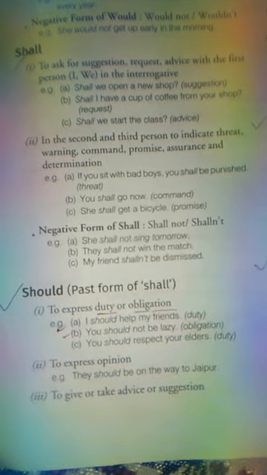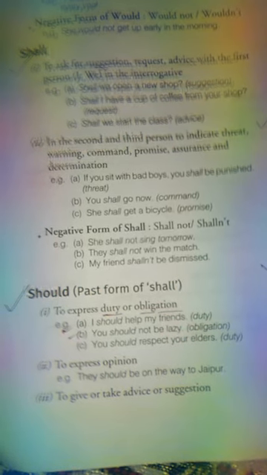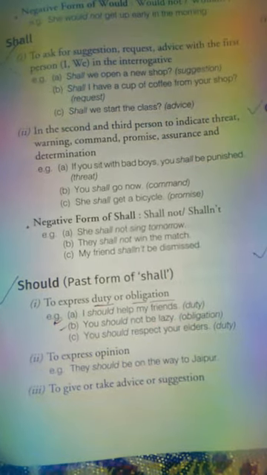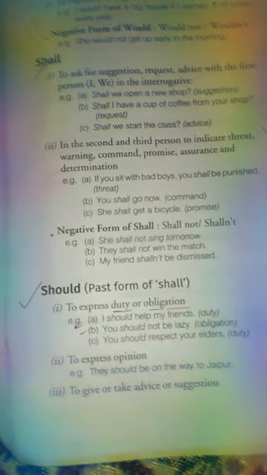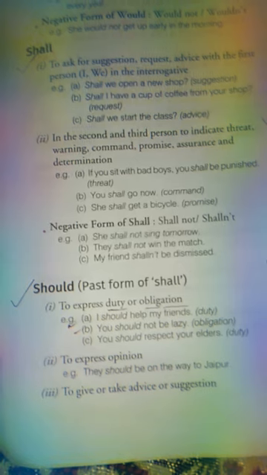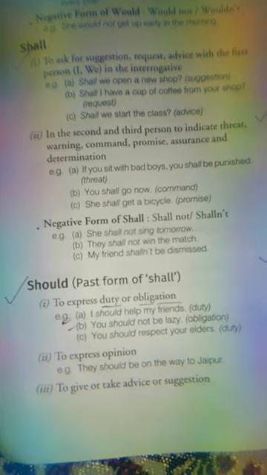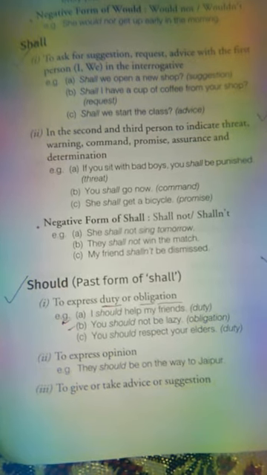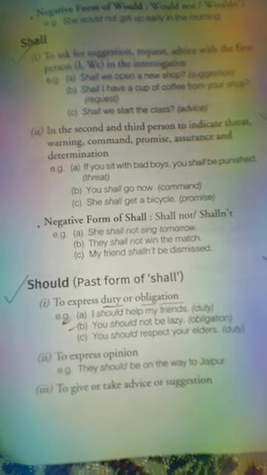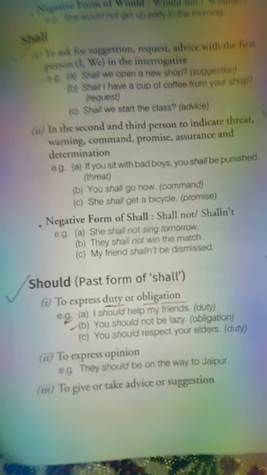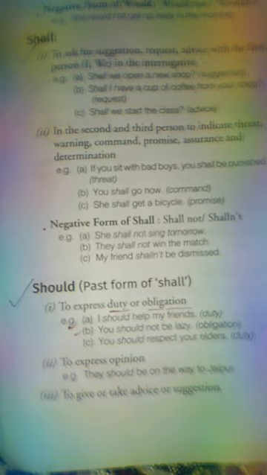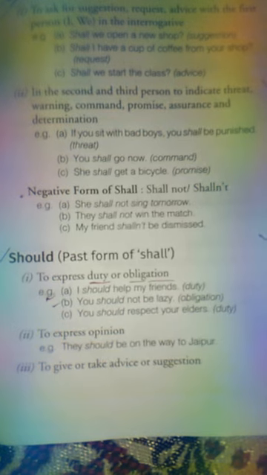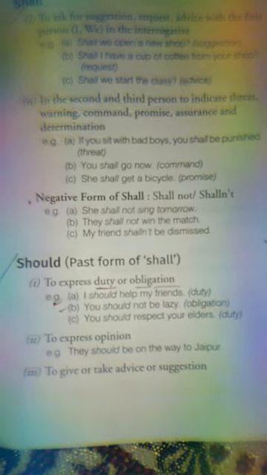In the second and third person, to indicate threat, warning, command, promise, assurance, and determination, as I have already told you in the beginning. When it's all about promise, threatening, determination, shall is used in place of will. You shall go now, command. She shall get a bicycle means she will definitely get a bicycle, isn't it? It's all about a promise. Negative form is shan't or shall not.